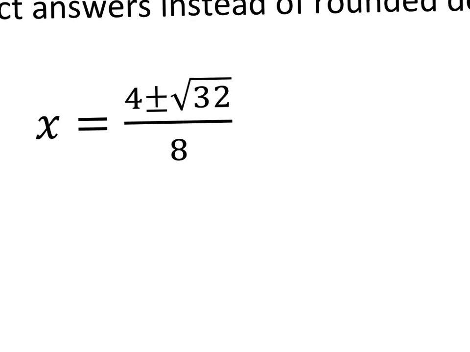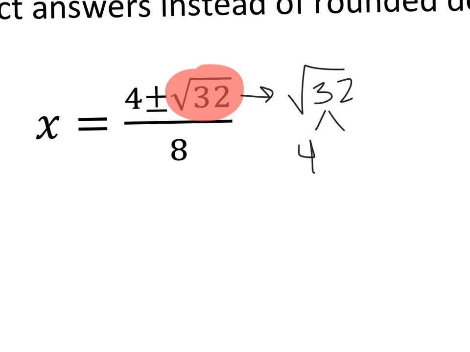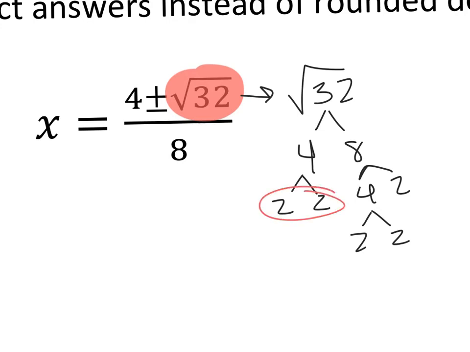We need to take the radical here and simplify it. So I have radical 32, which will break down into 4 times 8, which is 2 and 2, which 8 is 4 and 2, and 4 is 2 and 2. So when you simplify this, you have a pair of 2's, another pair of 2's, and then this last 2 that's unpaired. So what I get is 4, because 2 times 2 is 4, and then radical 2.